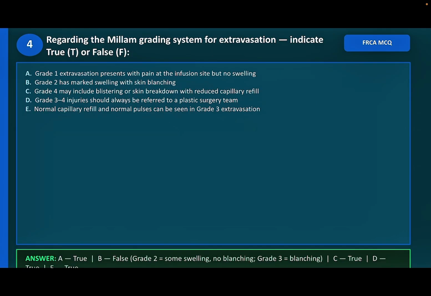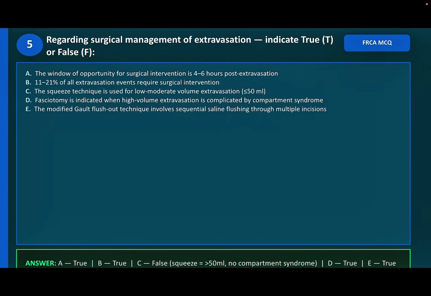Regarding the Millam grading scoring, grade 1 extravasation presents with pain at the infusion site but no swelling. Grade 2 has marked swelling with skin blanching. Grade 4 may include blistering and skin breakdown without reduced capillary refilling time. Grade 3 and 4 should always be referred to the plastic surgical team. Normal capillary refill and normal pulses can be seen in grade 3 extravasation.